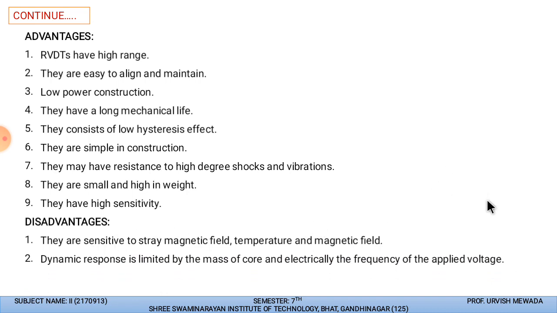Then the dynamic response is limited by the mass of the core. This core has weight, so a proper input is required for the motion of the core, because the core is heavy. So electrically, and frequency of the applied voltage. If the input is not capable of pulling the core suddenly, then it will not show output, means it will not offer proper sensitivity. So these are the advantages and disadvantages of the RVDT.